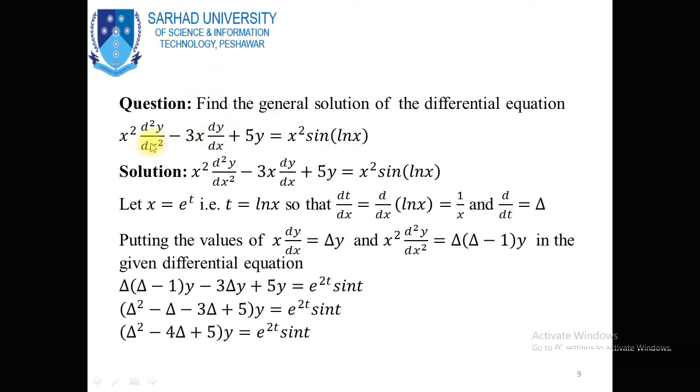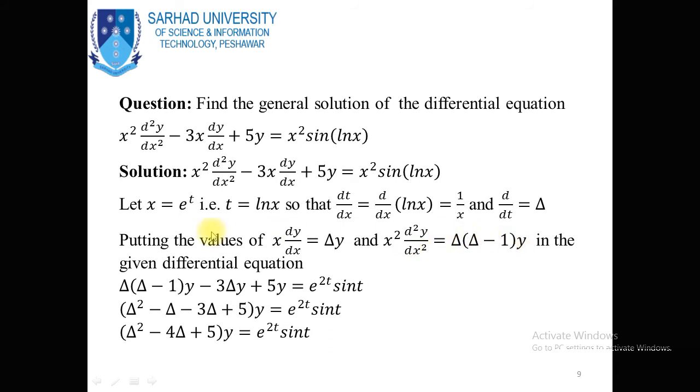Now another problem, x square d square y divided by dx square minus 3x dy by dx plus 5y is equal to x square into sine of natural log of x. Now this is the Cauchy-Euler differential equation with variable coefficients. To convert the variable coefficients to constant coefficients, we use this supposition: x is equal to e power t, t is equal to log x, and d by dt is equal to delta, and x dy by dx is equal to delta y, and x square d square y divided by dx square is equal to delta into delta minus 1 into y.